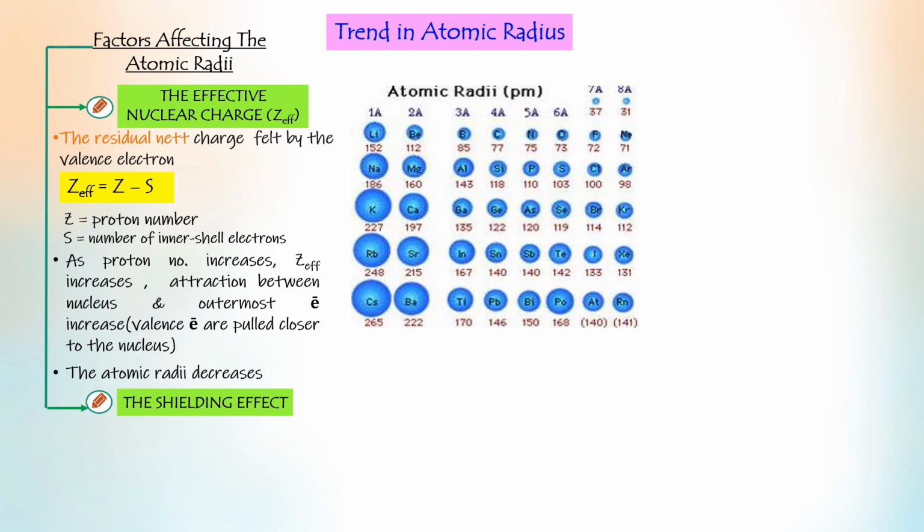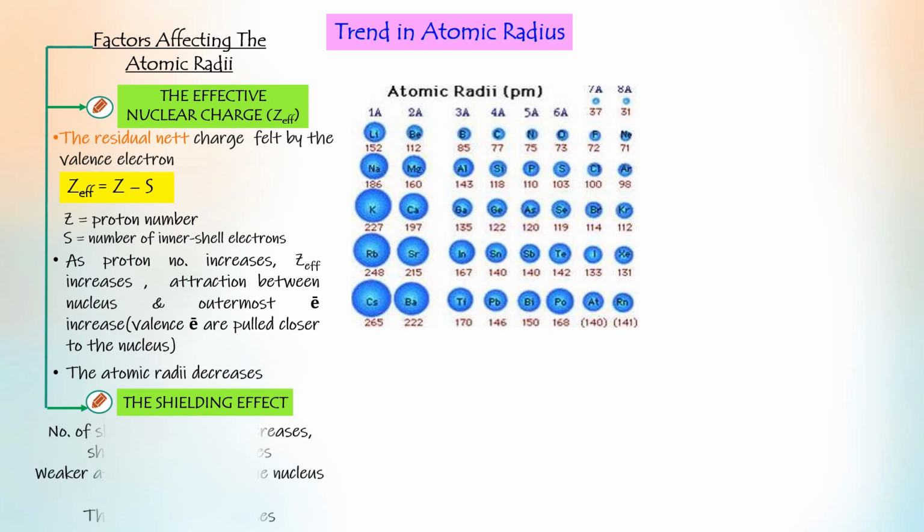As proton number increases, the effective nuclear charge also increases. The attraction between the nucleus and the outermost electron also increases, where the valence electrons are pulled closer to the nucleus, so the atomic radii decreases.